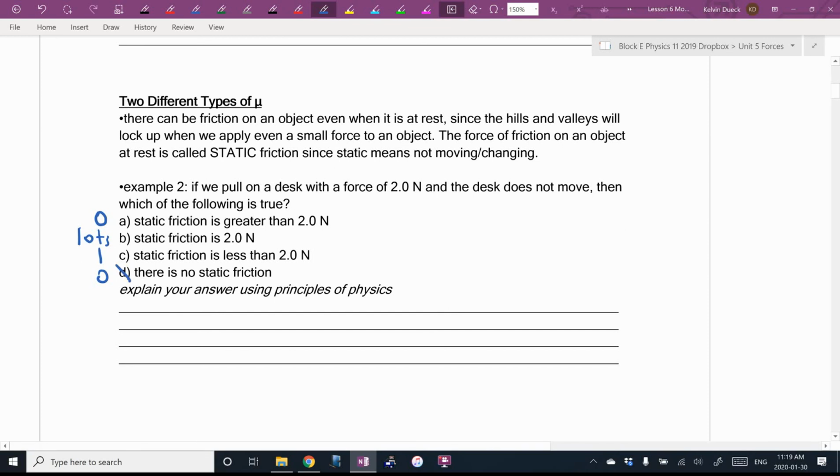Why must C be wrong? If I'm applying a force of 2 newtons this way, and let's say friction is 1.9 newtons that way, are the forces balanced? So which way must that desk still accelerate? Towards the front of the class. Why is A wrong? If I'm applying a force of 2 newtons this way, but friction is 6 newtons that way, it would be strange. It would almost be like I could tug on something, let it go, and it would shoot back at you guys and knock you over like it was on a rubber band or something like that.